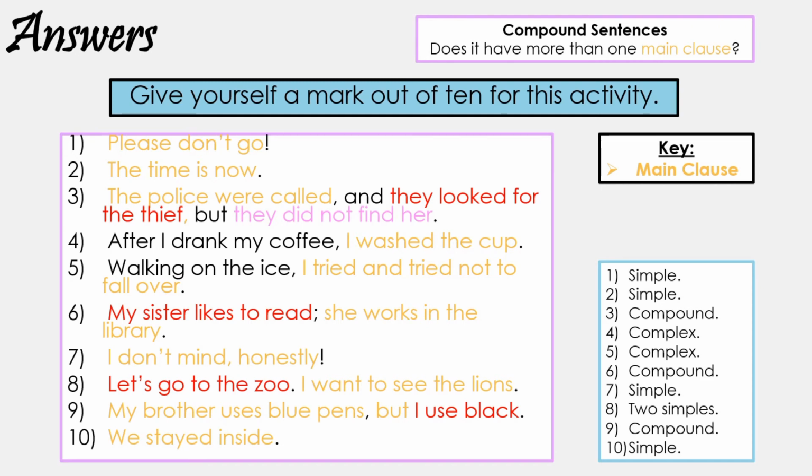Now I've coloured the different main clauses in each sentence. So for example number 3, the police were called is one main clause, they looked for the thief is another main clause, and they did not find her is the 3rd main clause in that sentence. If it's in black, it's either a subordinate clause or a connective or some punctuation. If you got one of the answers wrong, see if you can work out the reason why.